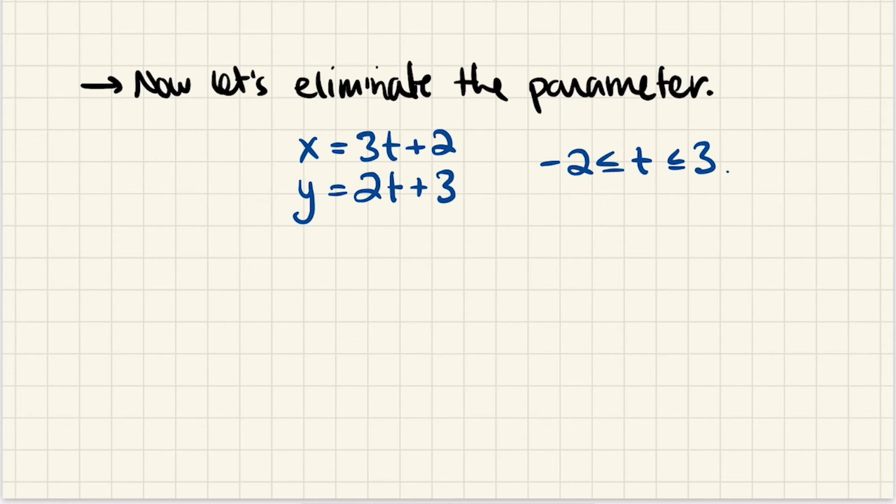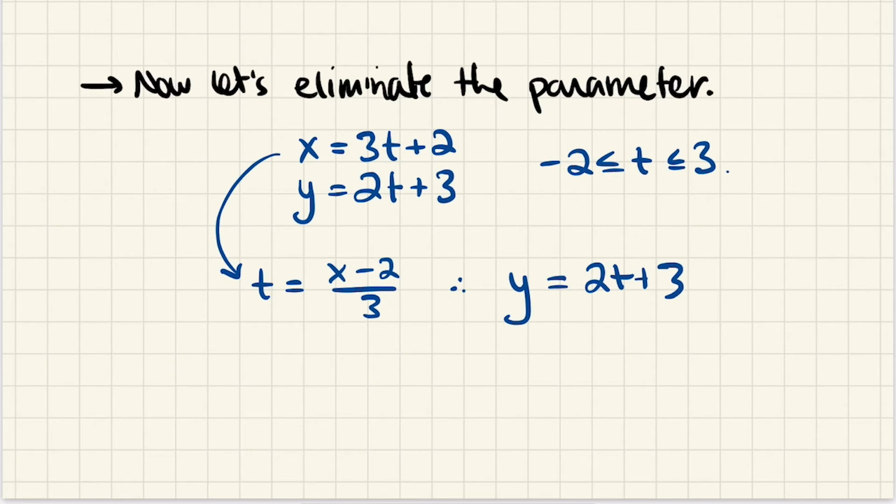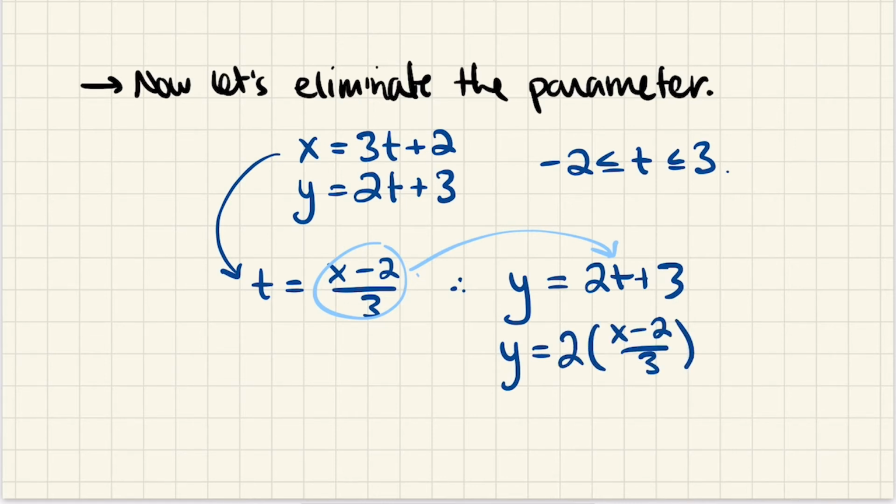Okay, so to do that, we're going to isolate t in one of the equations. Let's just isolate t in the first equation. So we can see from the first equation that t is equal to (x - 2)/3. And therefore, if we take (x - 2)/3 and plug it in to t directly in the other equation, we're going to get our Cartesian equation. So that'll be 2 times (x - 2)/3 plus 3.